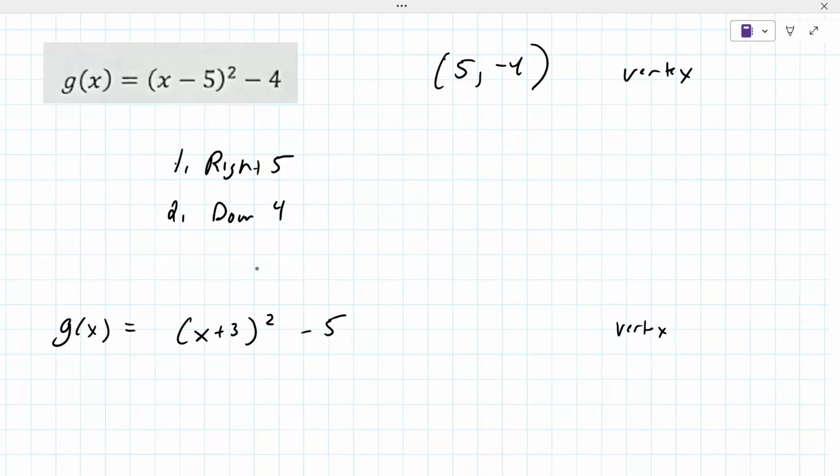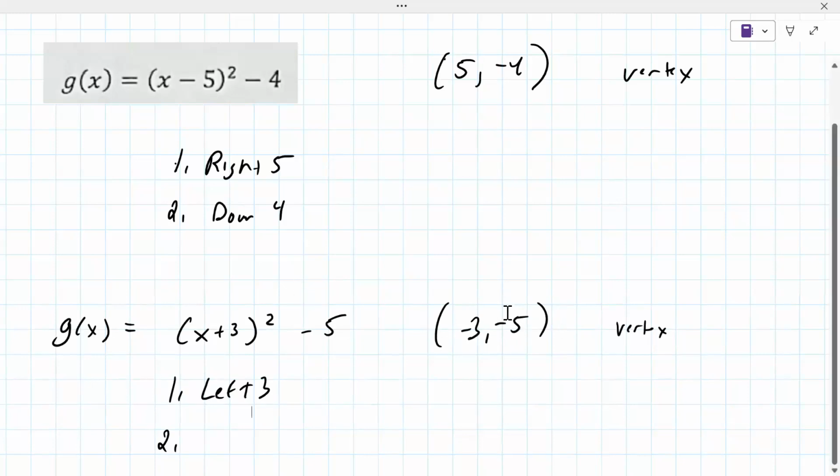Previous example up to see if you can do it correctly. Would it be -3, -5? Yes. And these tell you the transformation. So is it up, down, left, right, three? Left 3. And then how about the other one? Down, left, right, down five. Good. You got that down. That's fantastic.